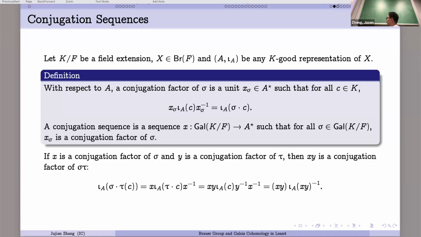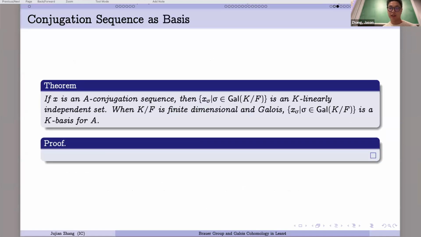And if X is the conjugation factor for sigma and Y is the conjugation factor for tau, then the product of X and Y is a conjugation factor for sigma tau. So we just need to check this equation holds by replacing X sigma with XY, and yeah, it holds basically. So what's more interesting is that if X is a conjugation sequence, then X is actually a basis for the representation.